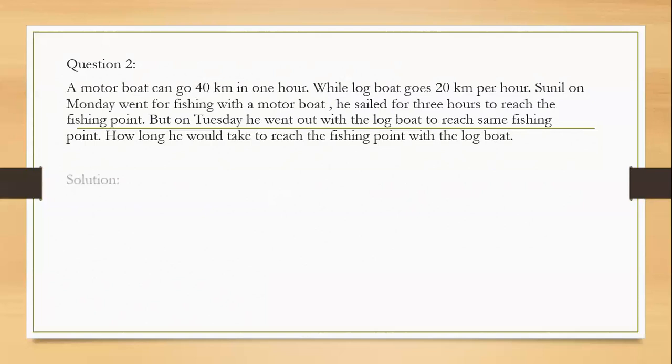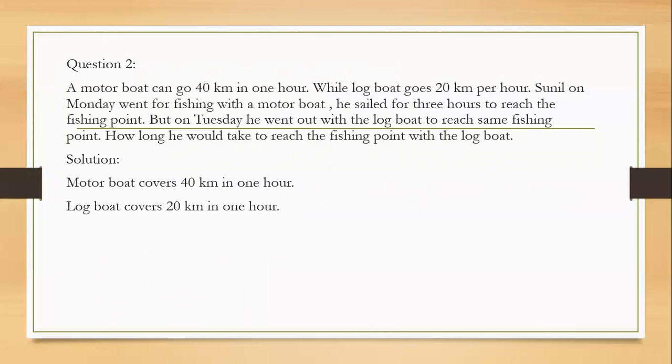Do you understand the question? First, you write the data which is given in the question. First, you know that the motorboat covers 40 km in 1 hour. There are two boats. One is a motorboat, second is a logboat. The logboat covers 20 kilometers in 1 hour.